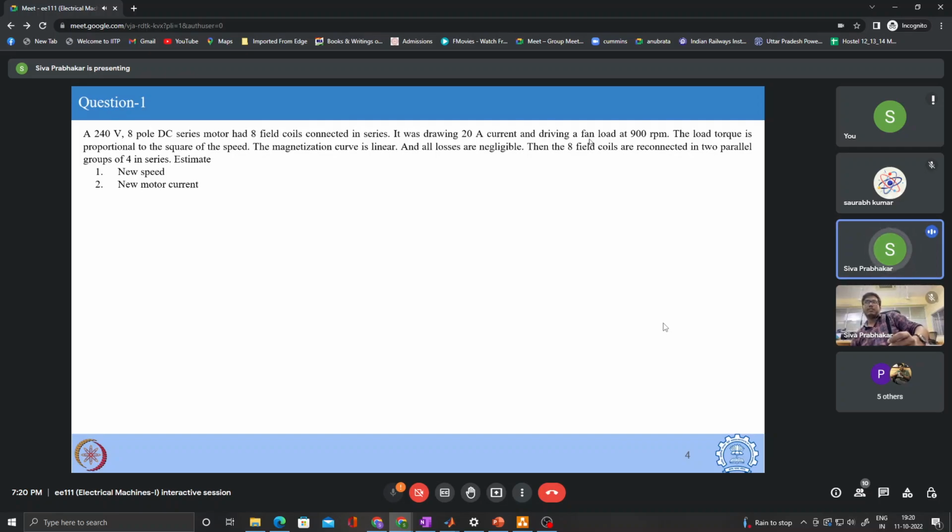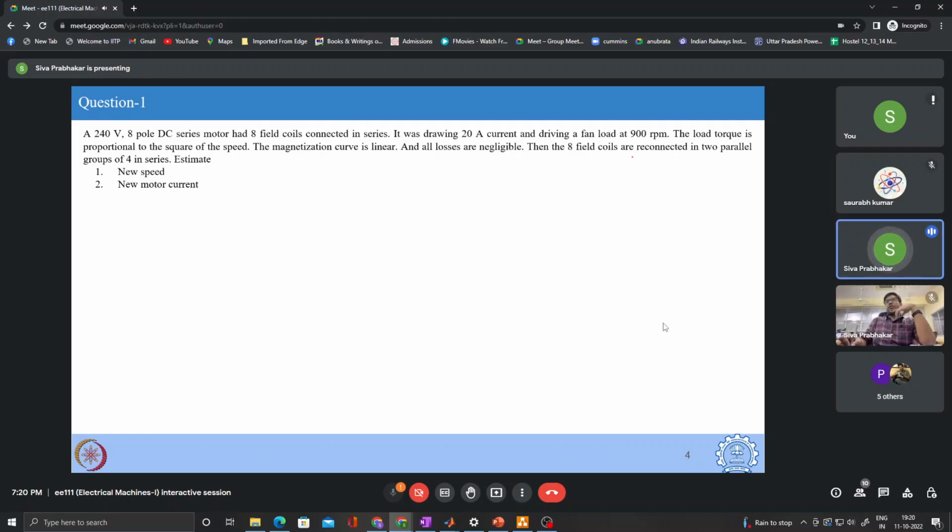As against most of the discussions made in class where we take the load torque to be a constant, here the load torque is not a constant, and it varies with variation in the speed as well. So that is one condition given. It is also mentioned that the magnetizing curve is linear, so we can consider that the flux is proportional to IF, and all the losses are neglected.